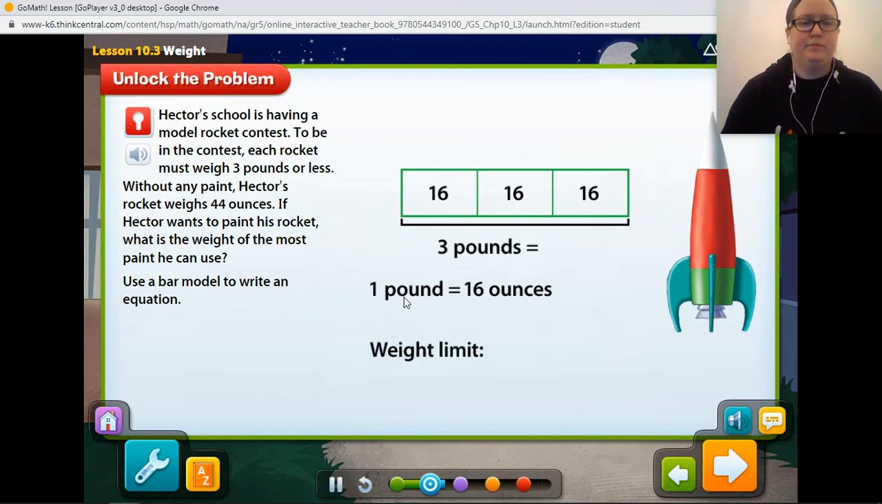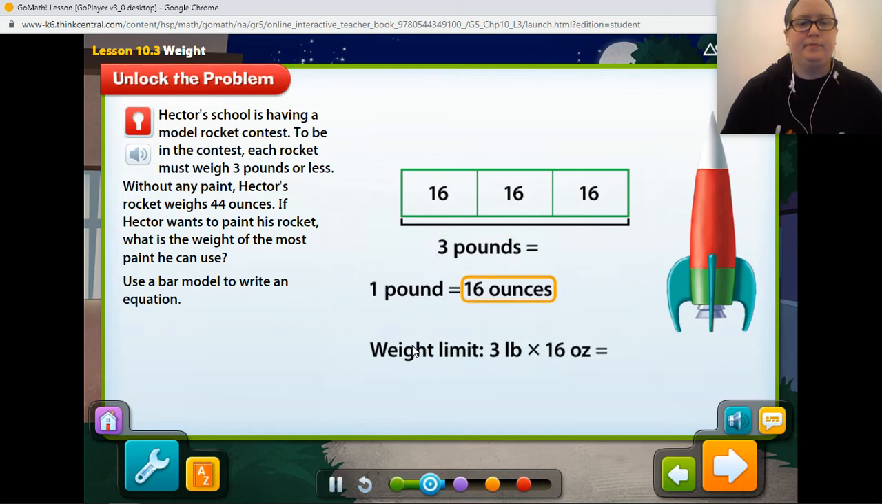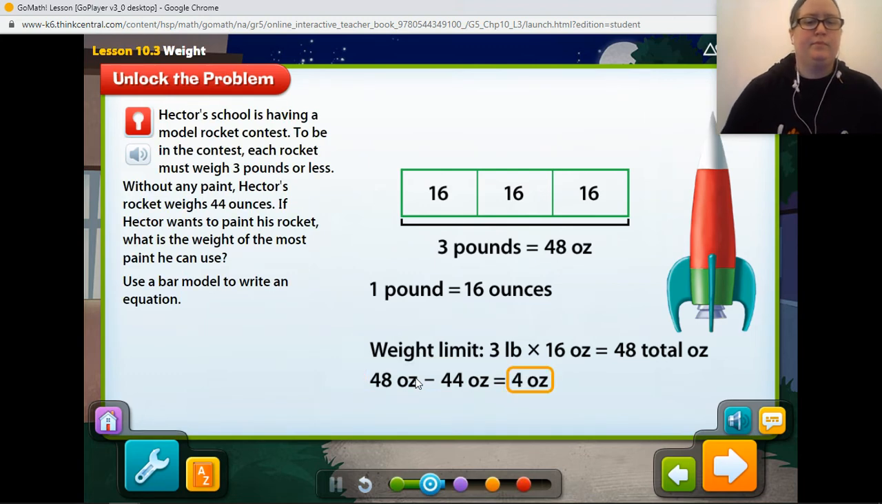How should you record this unit conversion as an equation? Begin with the number of pounds, multiply by the number of ounces in 1 pound, and you'll get the weight limit converted to ounces. Now you need to begin with this amount and subtract the weight of Hector's rocket. This equals 4 ounces, so Hector can add up to 4 ounces of paint to his rocket.